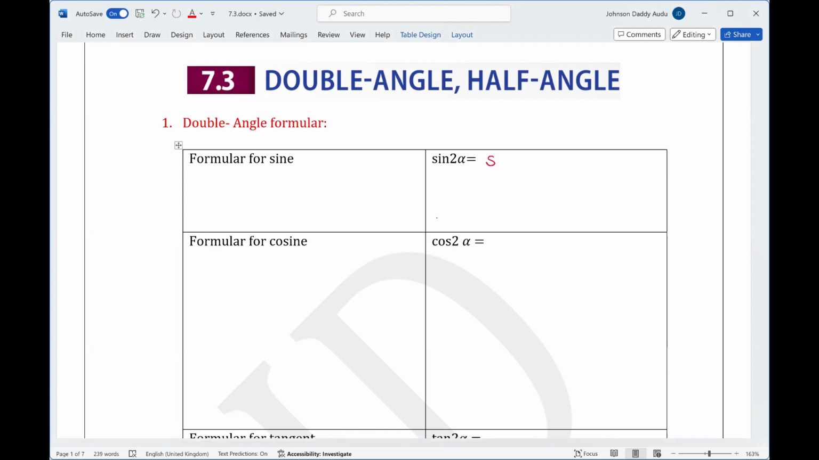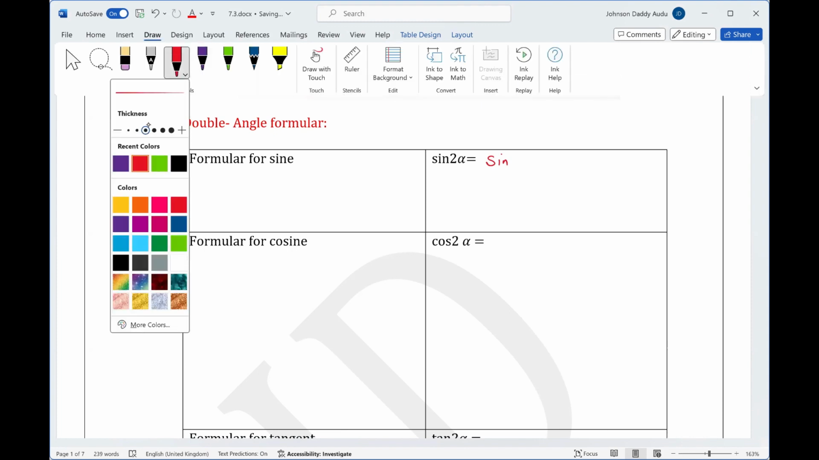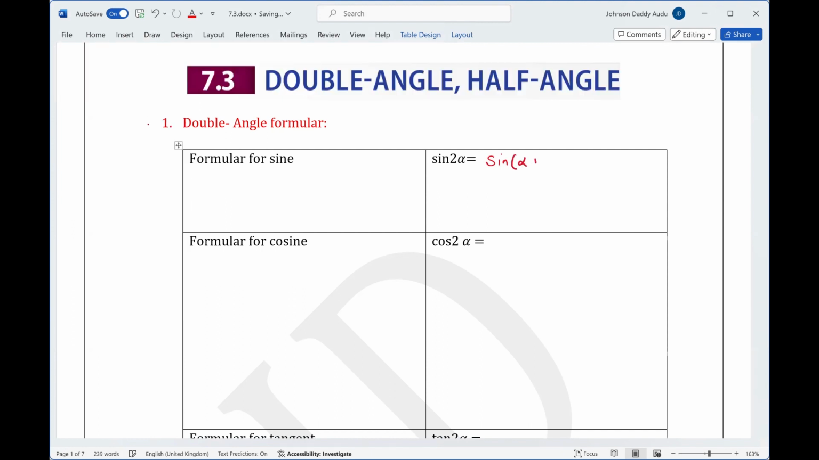We know sine 2 alpha can be written as alpha plus alpha, right? So this can be written as sine of alpha plus alpha. Then we just use the expansion for the addition formula for sine. This is going to be sine alpha cosine alpha, plus cosine alpha sine alpha.